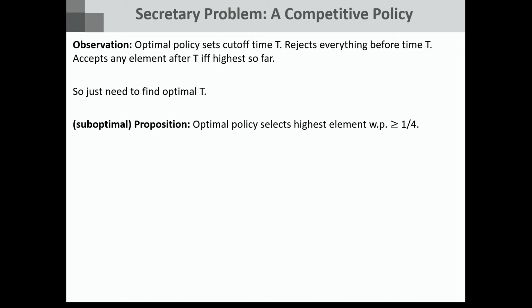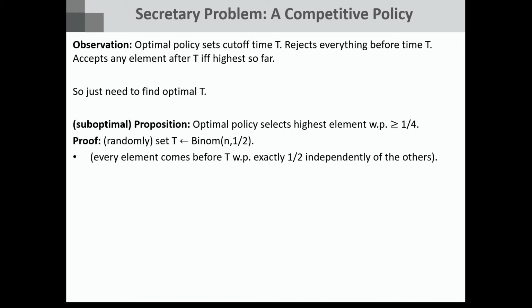Okay, so I claim that there is a choice of cutoff that guarantees selecting the max weight element with probability at least a fourth. Okay, so what is that policy? Let me read this bullet first. Really what you would like to do is to have every element come before the cutoff with probability a half, and after the cutoff with probability a half. And you'd like this to be independent of where the other elements wind up.